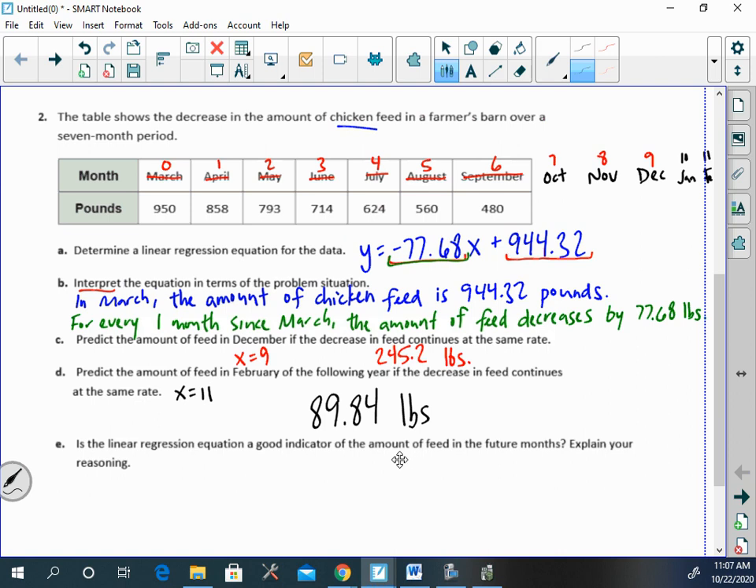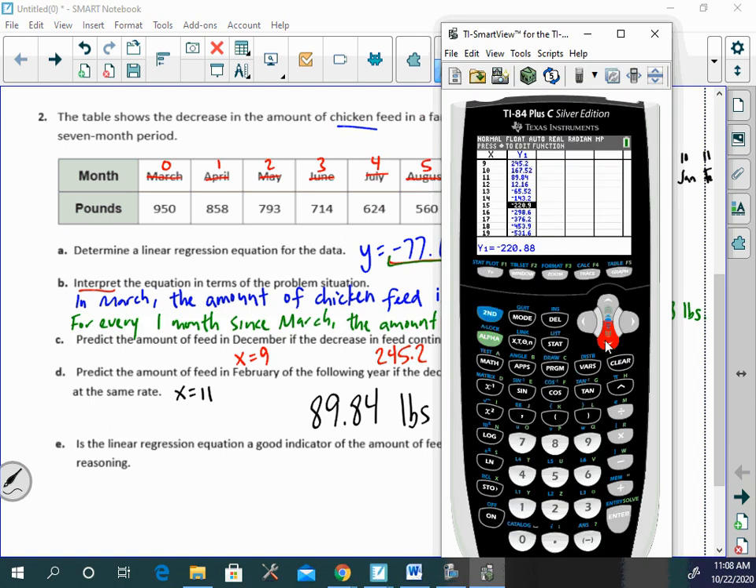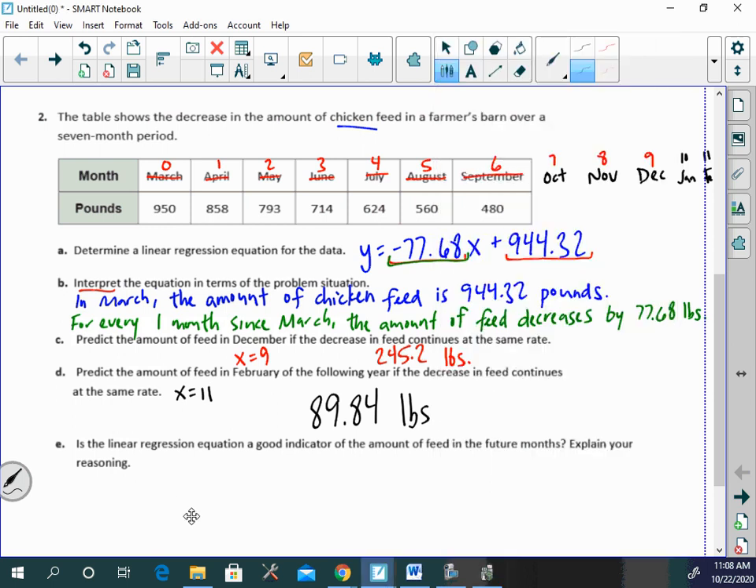Is the linear regression equation a good indicator of the amount of feed in the future months? Explain your reasoning. I would say it's probably a good indicator for a little bit, but pretty soon we end up with these negatives. And that doesn't make a whole lot of sense, right? Because that negative slope is going to continue to decrease, but at some point we would hit 0 and we would be out. So I would say it's a good indicator until it hits 0. So let's go ahead and say yes, but only until the feed is gone.